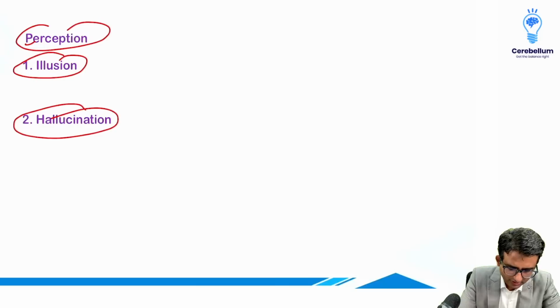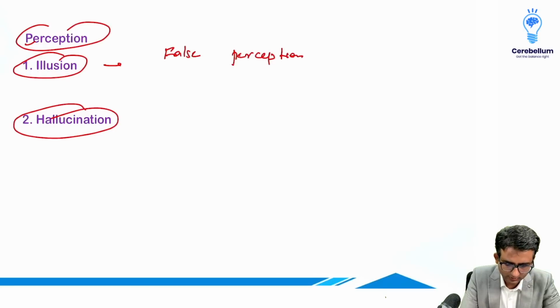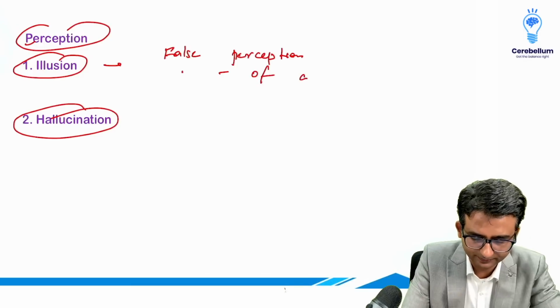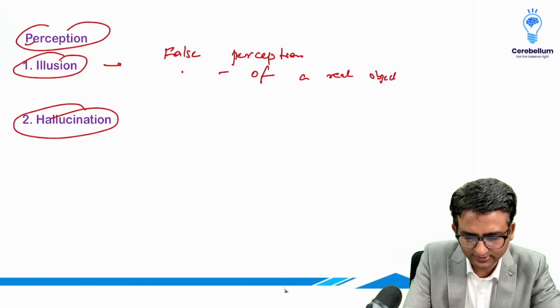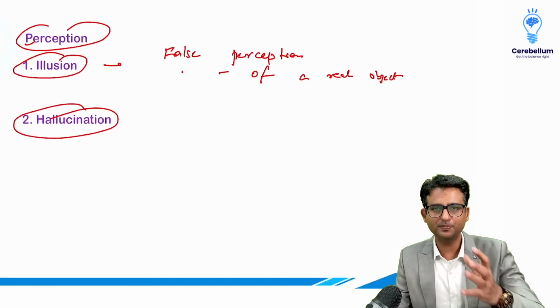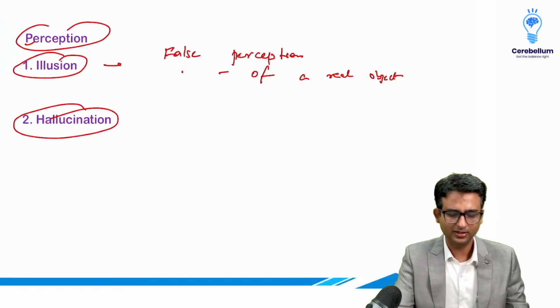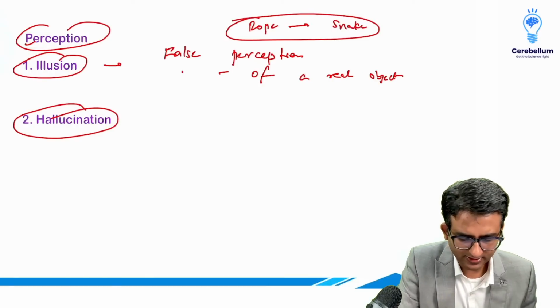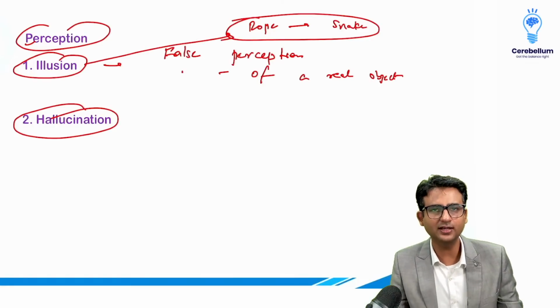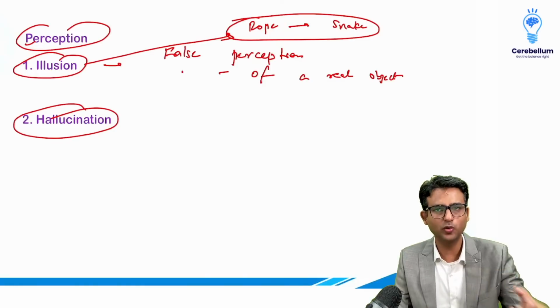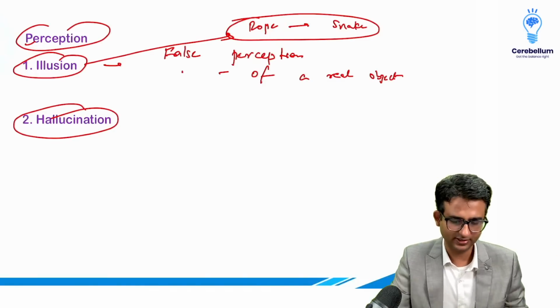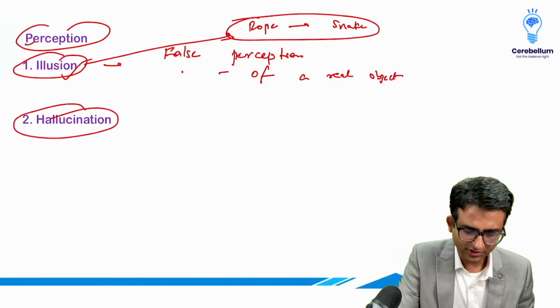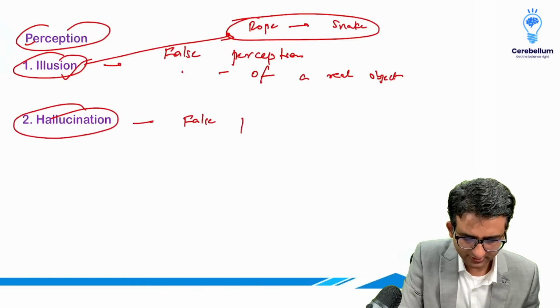All right. What is illusion? False perception of a real object. Right? There is something, but you are perceiving it falsely. For example, instead of a rope, you saw a snake. This is an illusion. एग्जाम में क्वेश्चन कैसे आता है? A patient is walking, he mistakes a rope for a snake. What is it called as? It is an illusion.